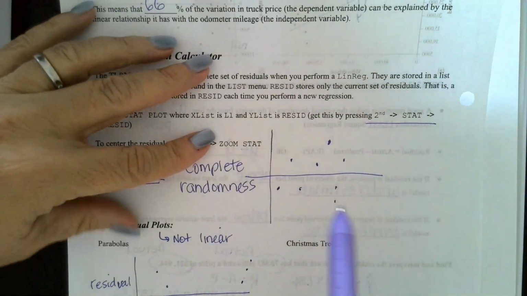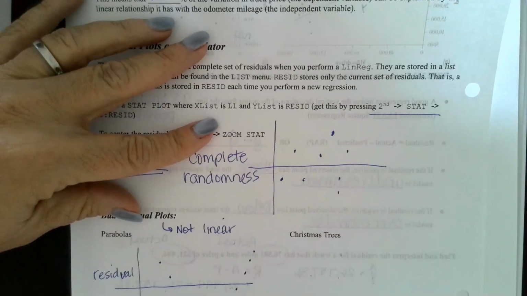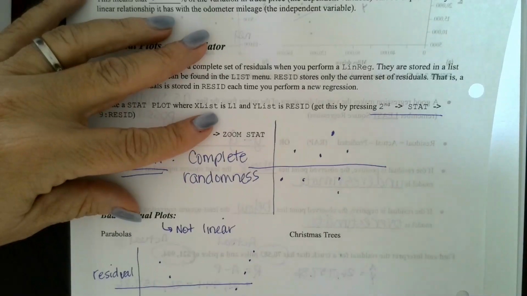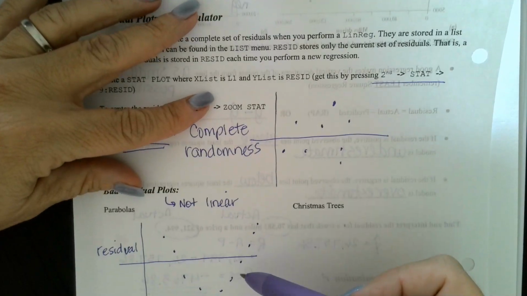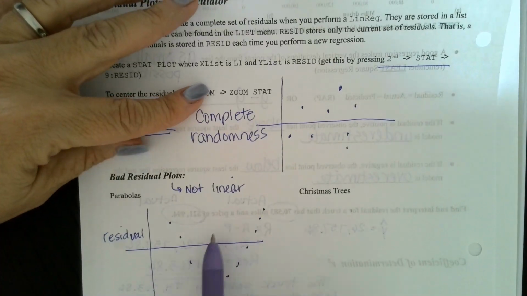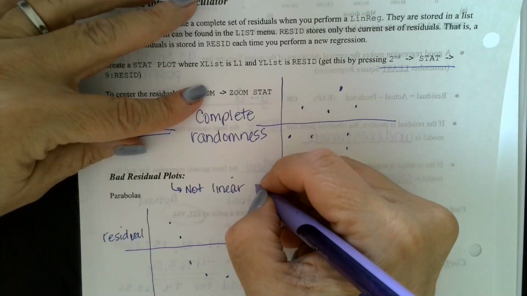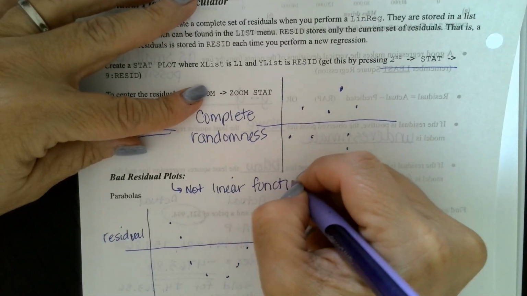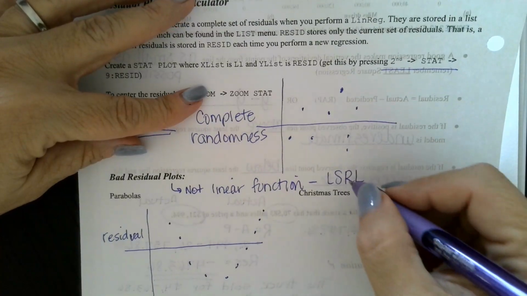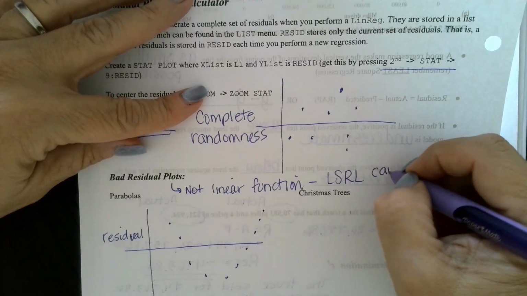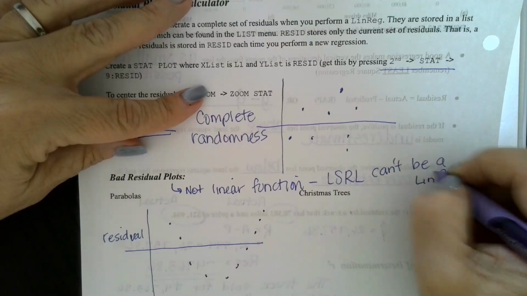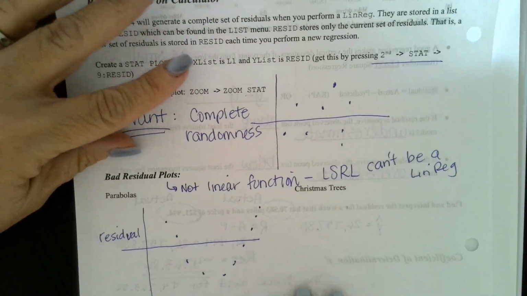So if you remember, when we're looking at scatter plots, we could have a scatter plot that's linear, we could have one that's exponential, we could have logarithmic, we could have quadratic. If we see a pattern here, then we know that we don't have a linear function. And so what this means is that your least squares regression line can't be a LinReg. You have to run some other regression.